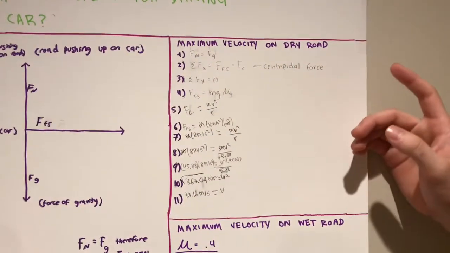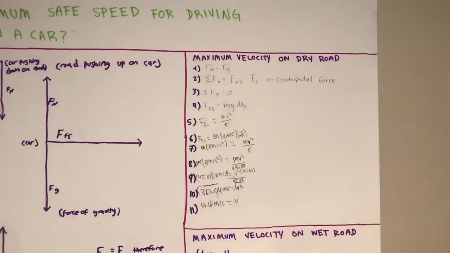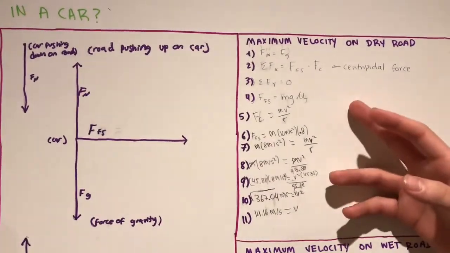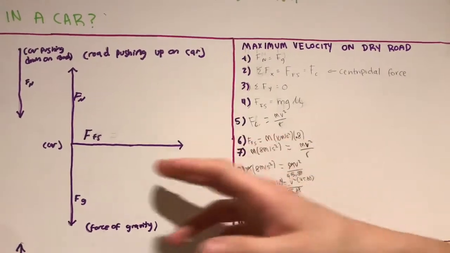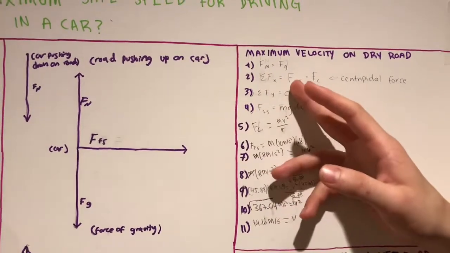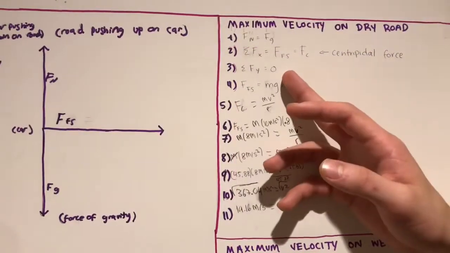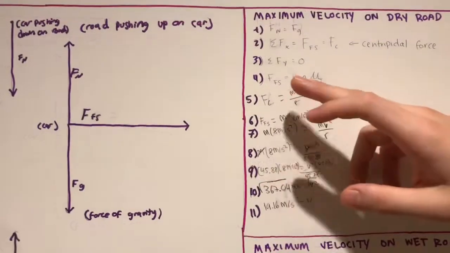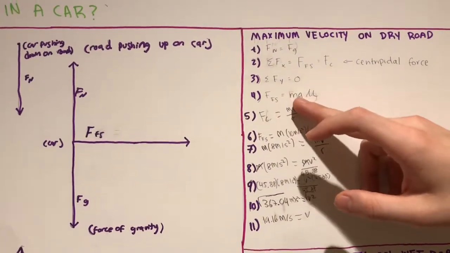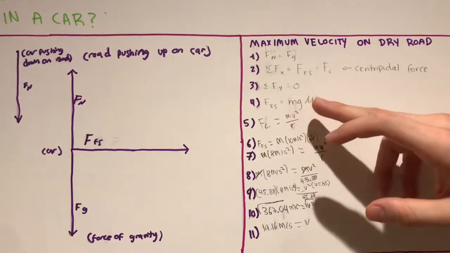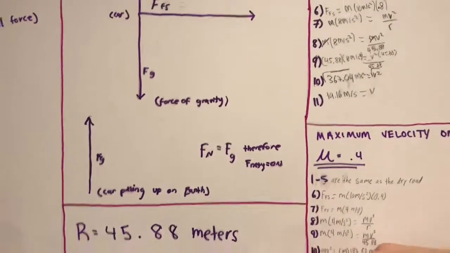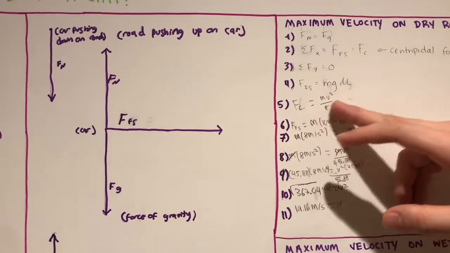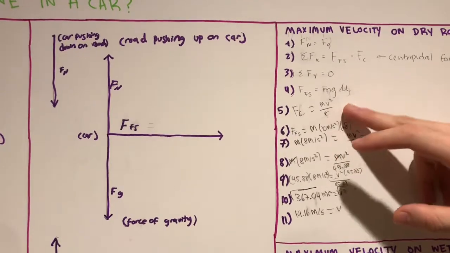So for the maximum velocity on a dry road, we established that Fn equals Fg because they are balanced. The only force acting on the car on the x-axis is force of friction, and force of friction equals the centripetal force. The sum of the forces for the y value is 0 because there is no acceleration. So the force of friction equals the mass of the car times gravity times the coefficient on the dry road. And the centripetal force equals mass times velocity squared over r.